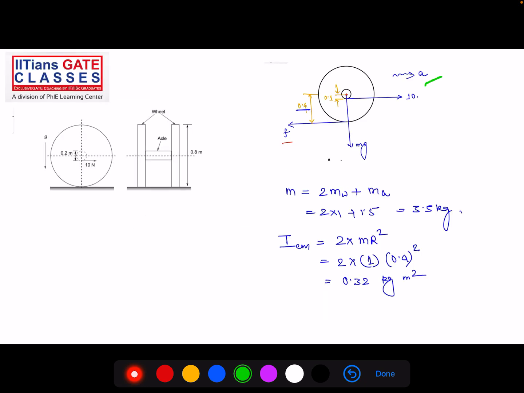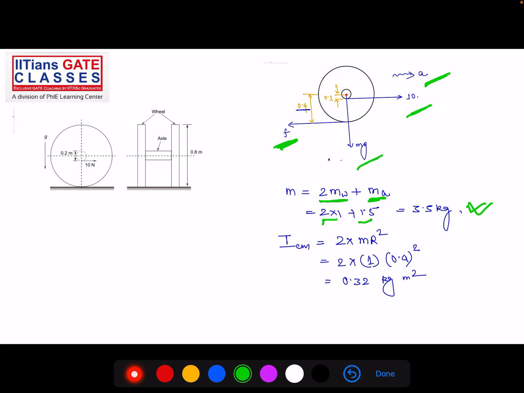So this is the direction of acceleration, 10 Newton force acting on the axle, right? A weight mg, right? Friction force F acting backwards. Okay, so what is the mass? Total mass will be 2 times mass of the wheel plus mass of the axle, right? What is the mass of wheel? 1. So 2 into 1 plus 1.5, that is total mass is 3.5 kg, right?